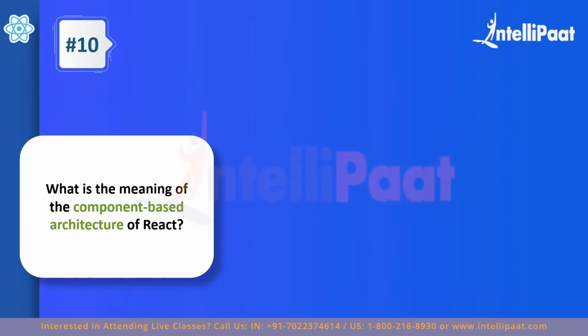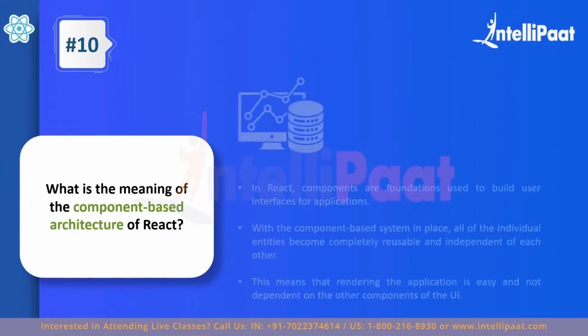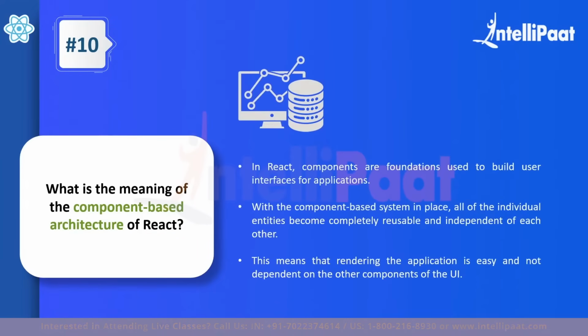And the next question states, what is the meaning of the component based architecture of React? So one very important thing about React you have to understand is that every single entity is considered to be a component, and these components are like the foundations which are used for building user interfaces for web applications. So when you have a component based system, every single entity becomes completely reusable, so you can move it around, replace it, and it has the ability to become independent of each other, right? So this is when you are extremely efficient while programming itself.